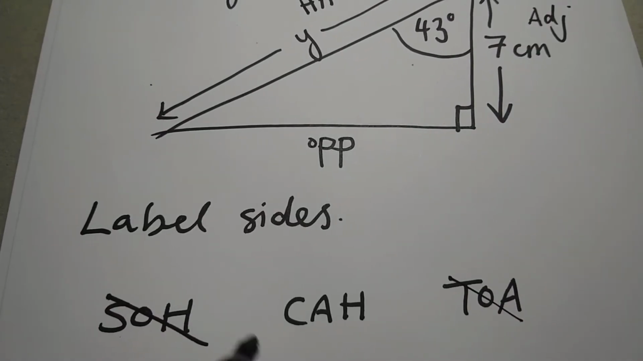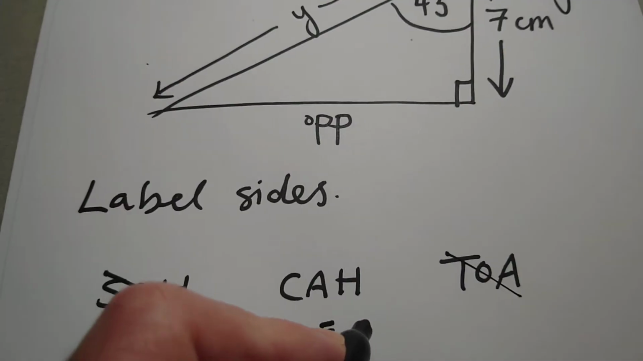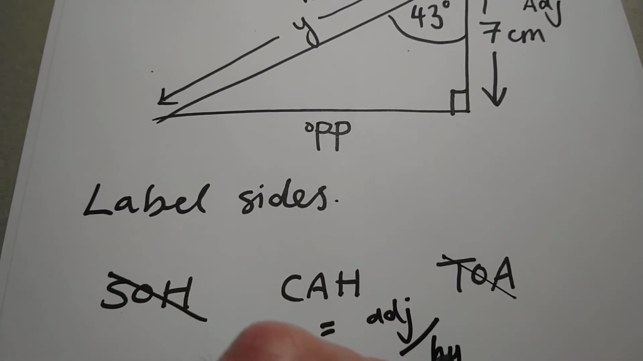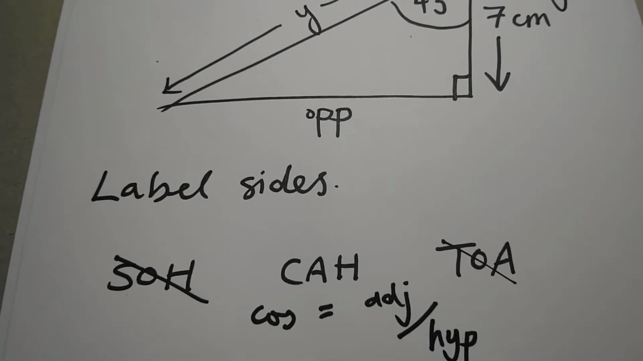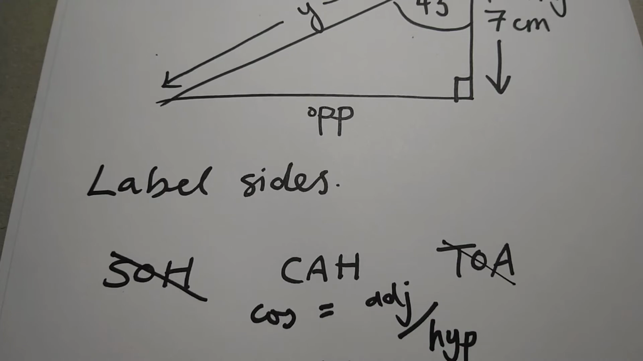So that means we're going to use cos. So cos is adjacent divided by hypotenuse. Okay, so cos is adjacent divided by hypotenuse. And now we can start putting in some values.